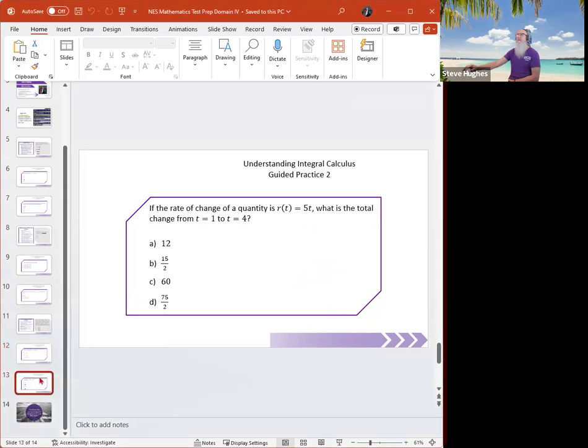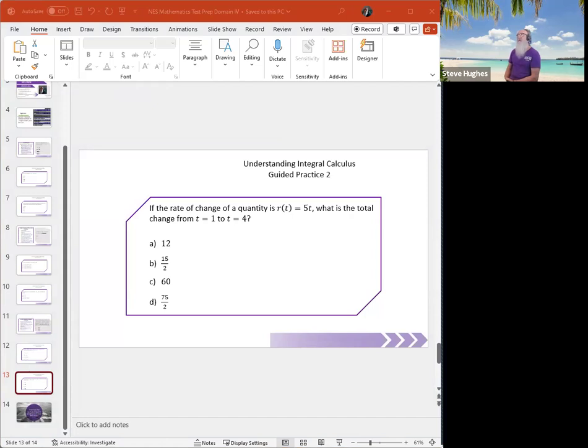All right, we are doing great. All right, we've come down to our last question, everybody. The last question is talking about integral calculus. Okay, if the rate of change of a quantity is r of t equals 5t, what is the total change from t equals 1 to t equals 4?